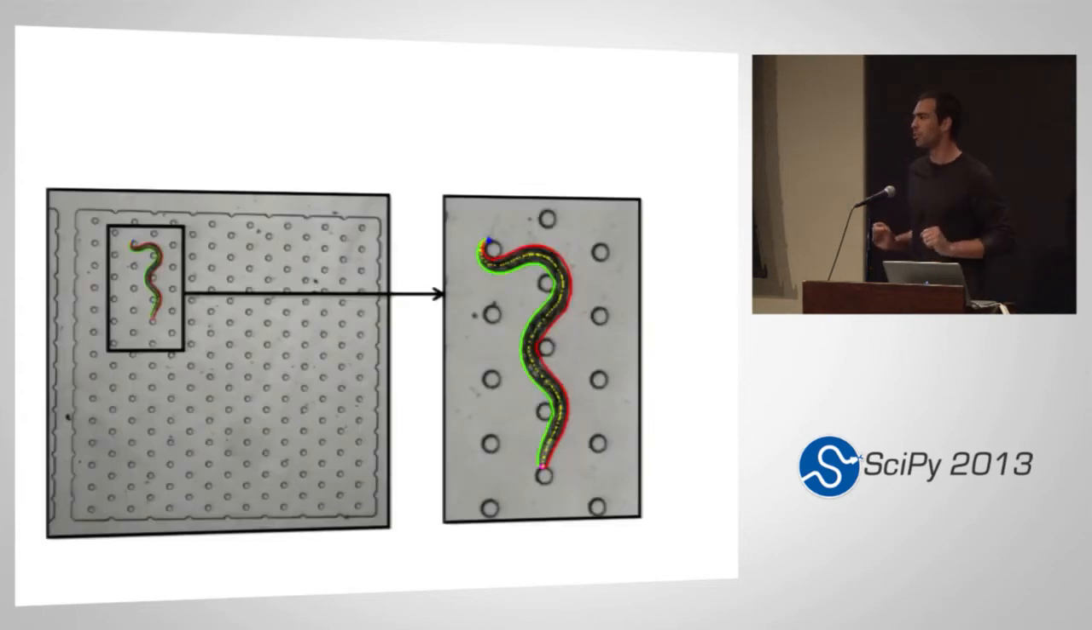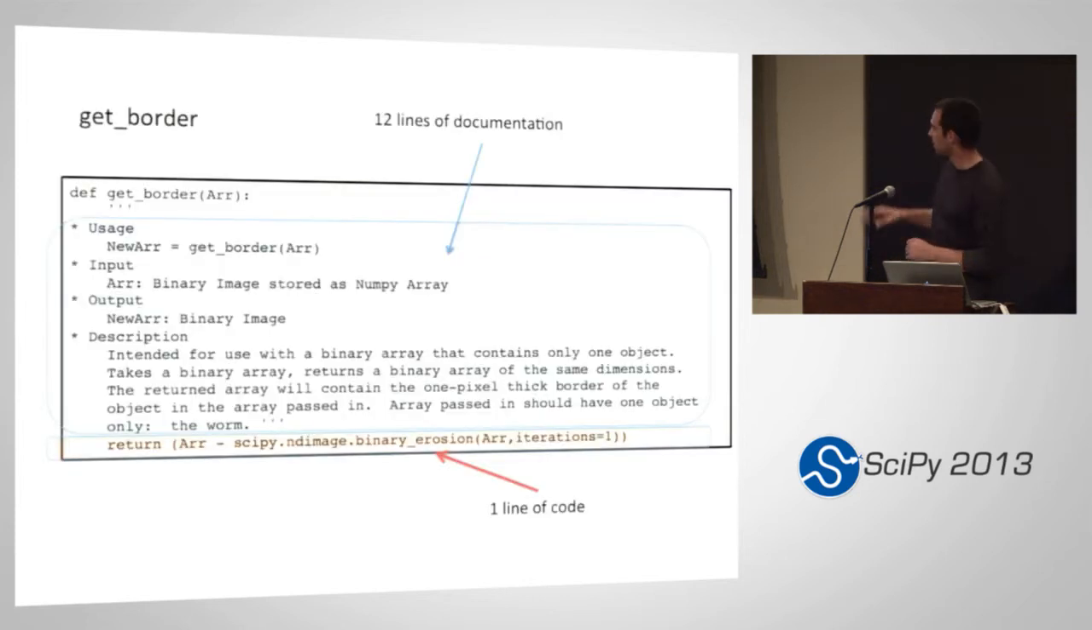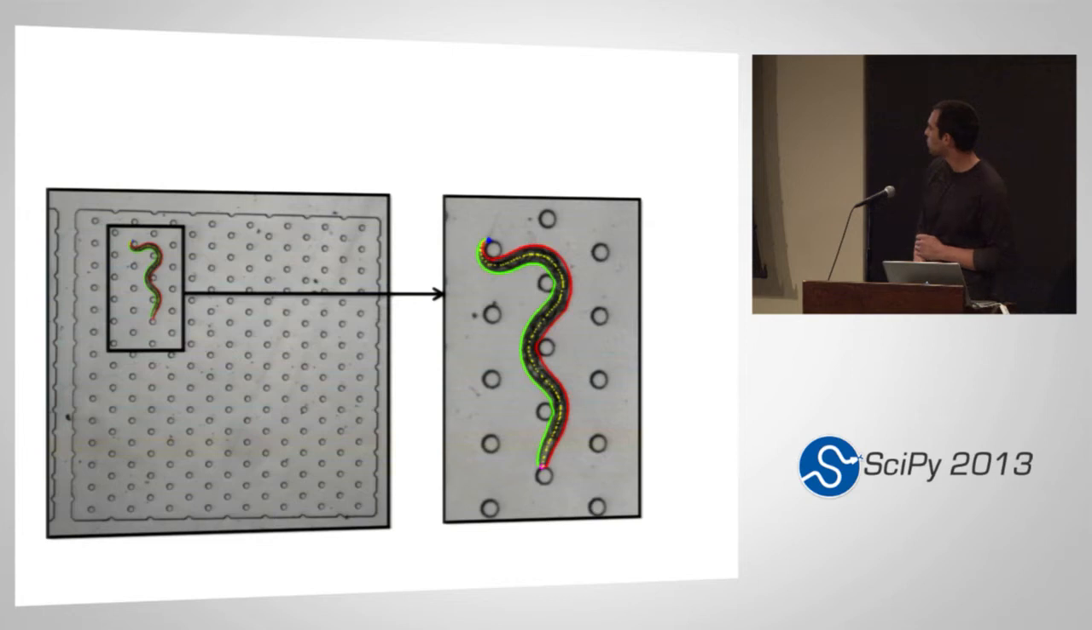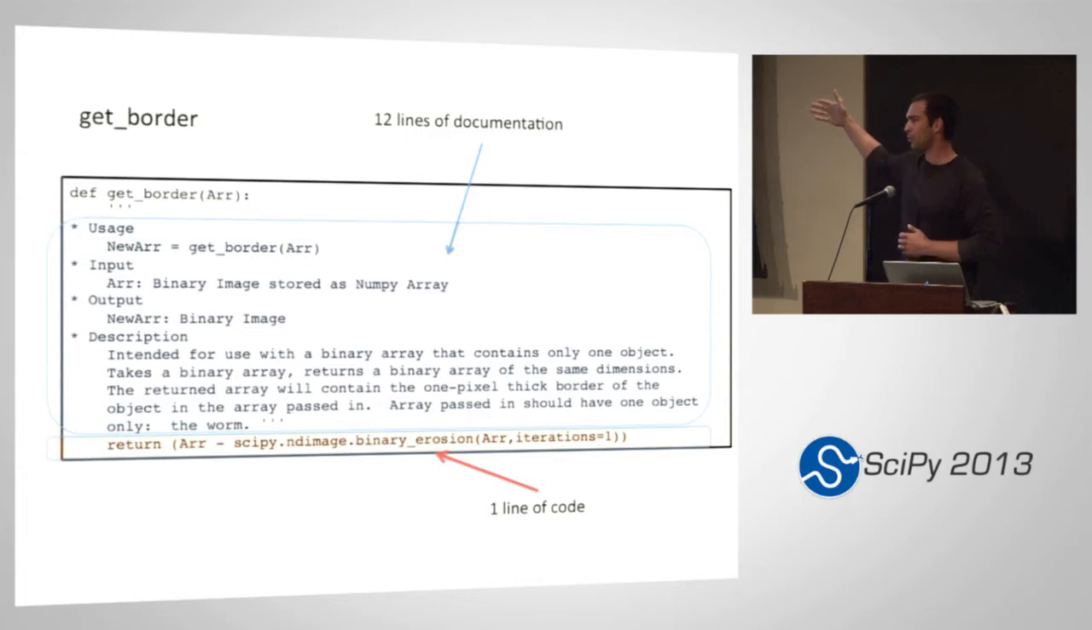Without all that much extra work, thanks to scikit-image, and again ndimage and some other image processing libraries, I can identify the sides, the head, the tail, and then properties determined from that, like the midline of this guy. And just as an example, to get the border, the red and green in this image, I just wanted to point out this is what the function looks like in my code. Get border has 12 lines of documentation and exactly 1 line that I wrote, which is buried in the return statement. So, thank you, SciPy developers.